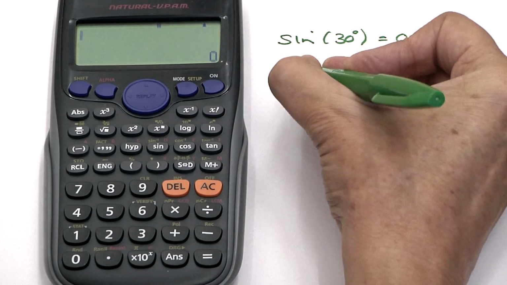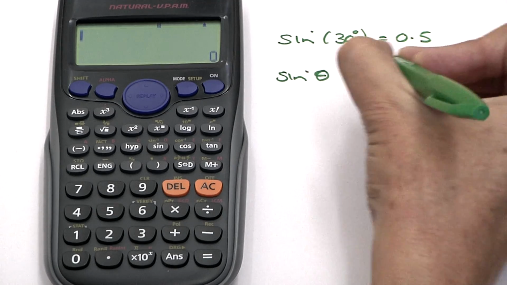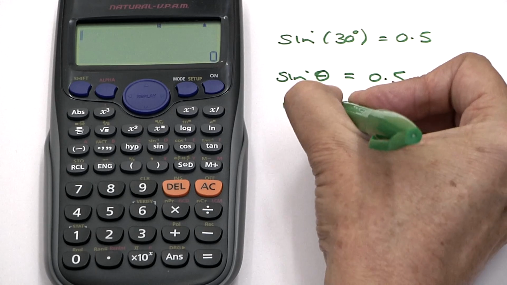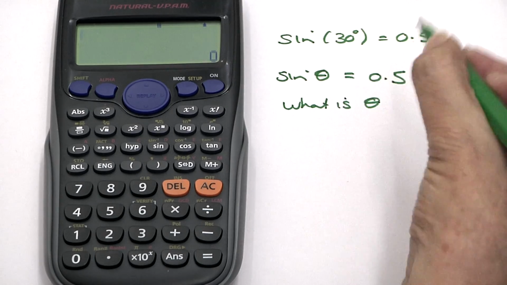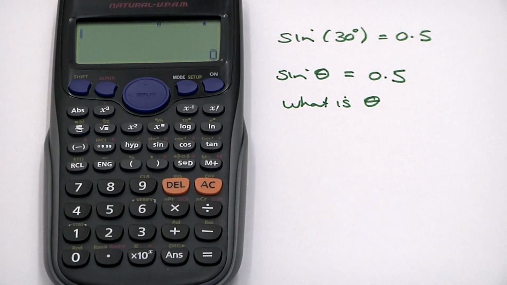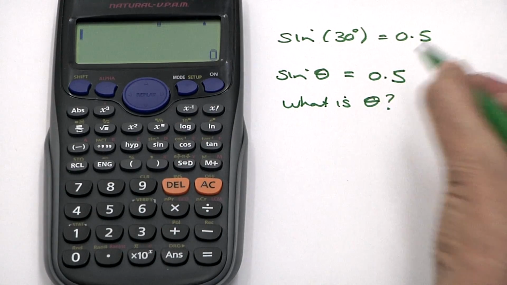Ready. We saw that sine of 30 degrees is equal to 0.5. But what if we knew that sine of theta is equal to 0.5? What is theta? Well, you should know that it's 30 degrees or pi on 6. Notice I've changed the calculator back into degrees. What is theta? Let's see.